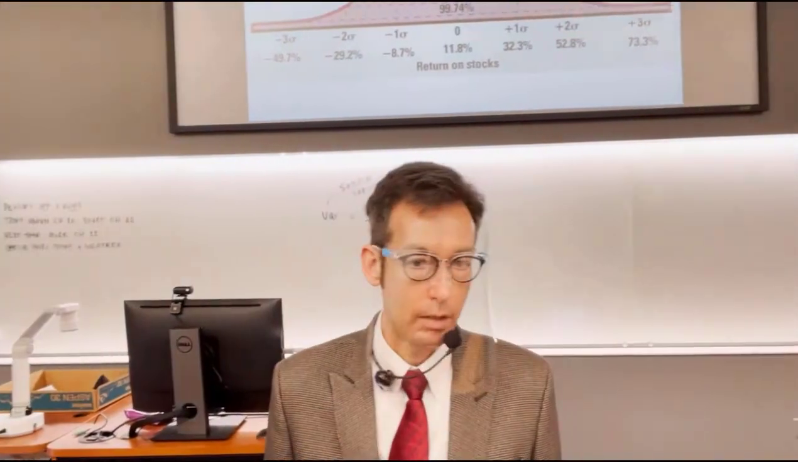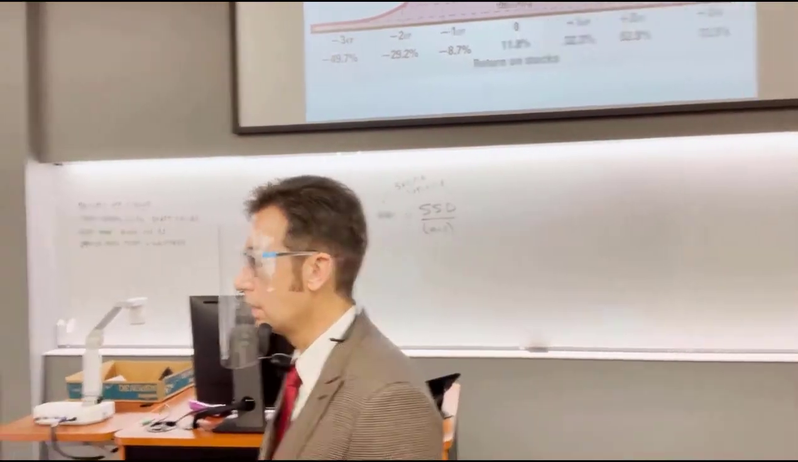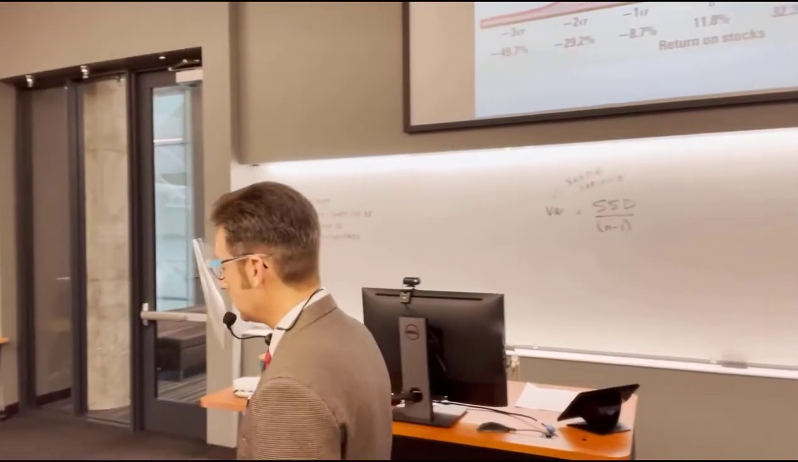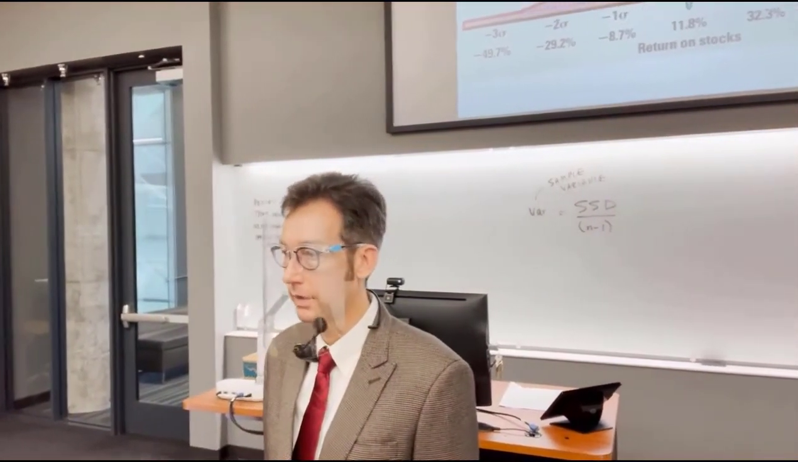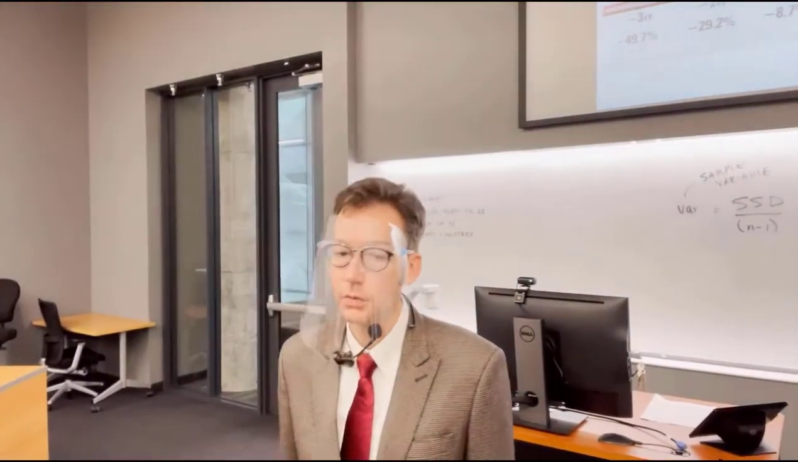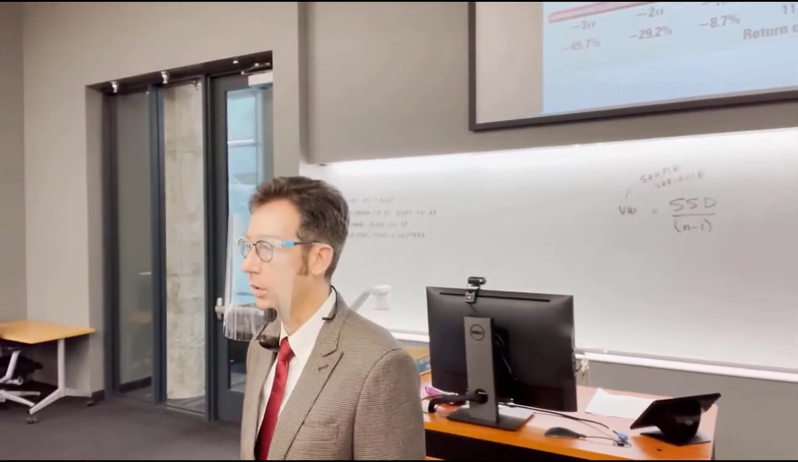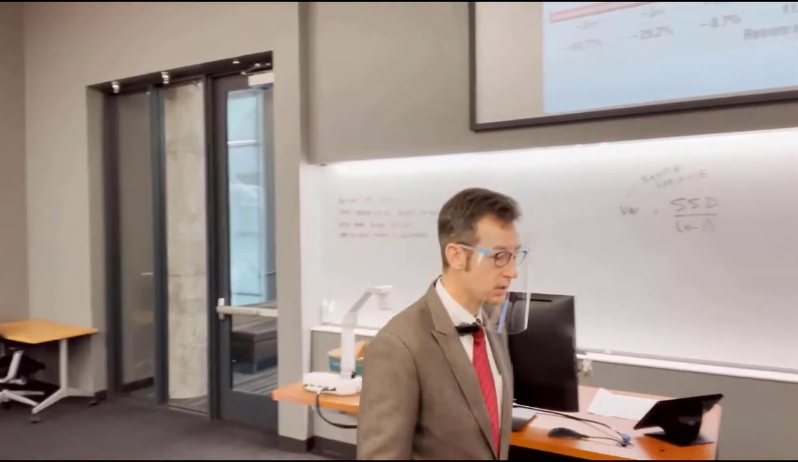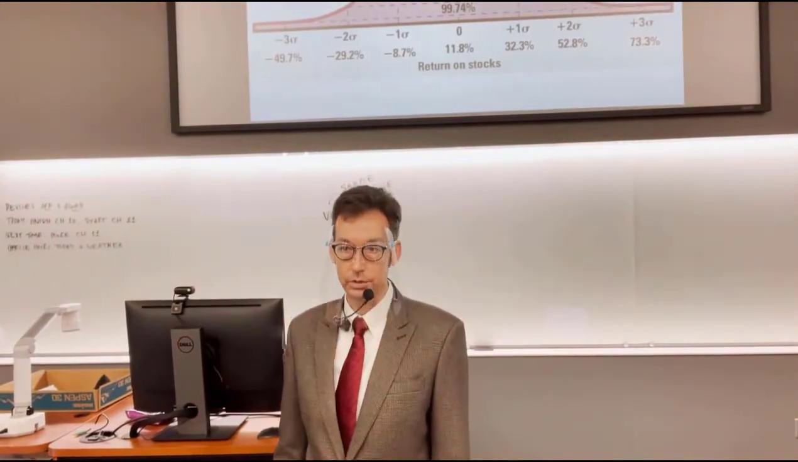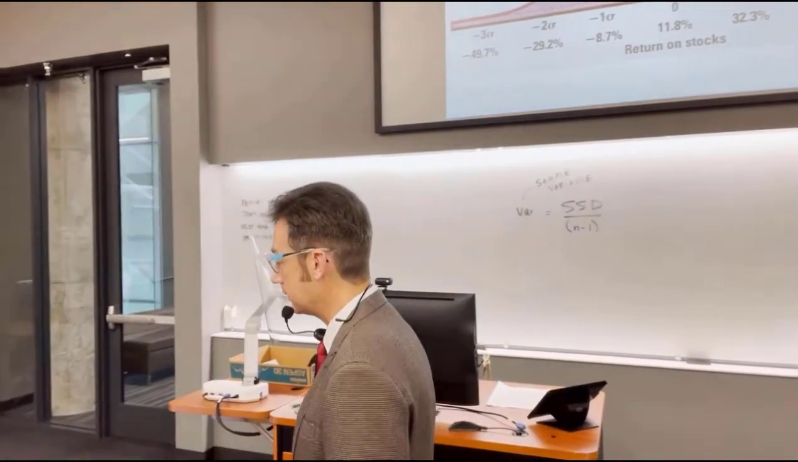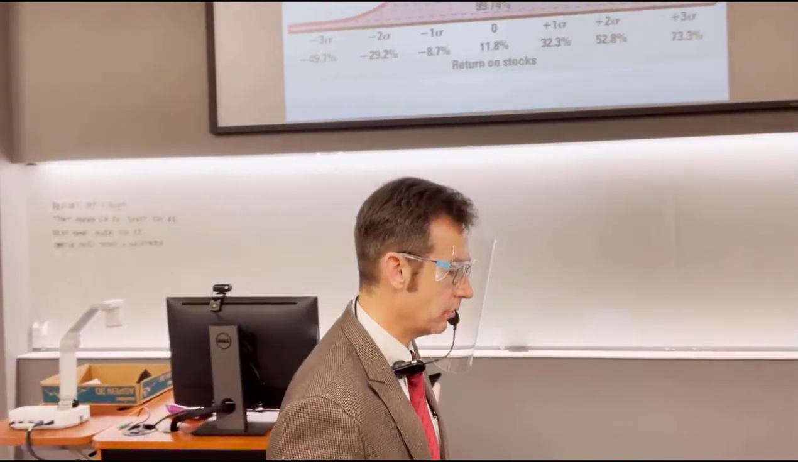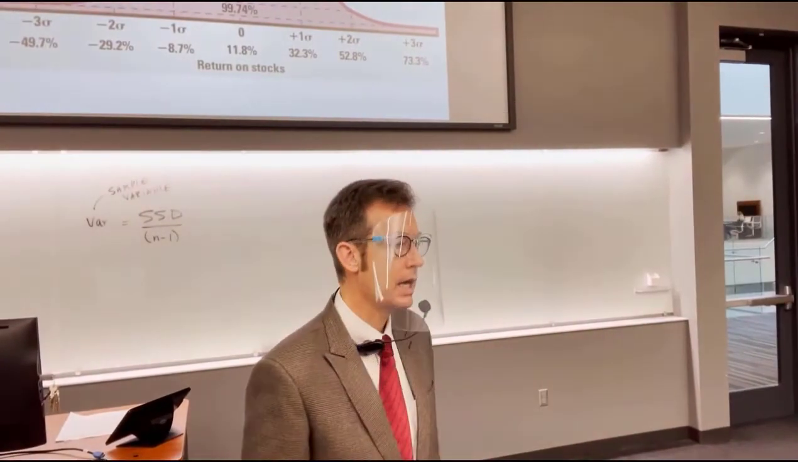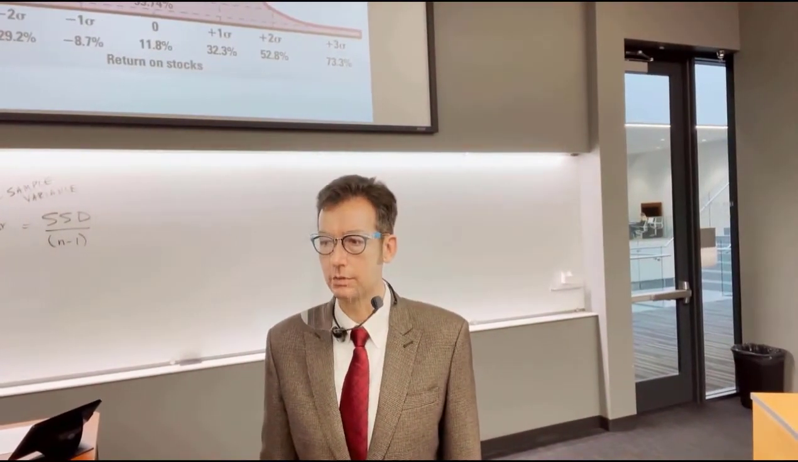Now, what is this thing useful for? It's useful for calculating probabilities. For instance, I could tell you that between negative one standard deviation and positive one standard deviation, you're gonna find 68.26% of the observations. And it doesn't matter whether it's stock returns or anything that's normally distributed, it's gonna be the same way. Between plus and minus two standard deviations, we're gonna have 95.44%. And between plus and minus three standard deviations, we're gonna have 99.74%.